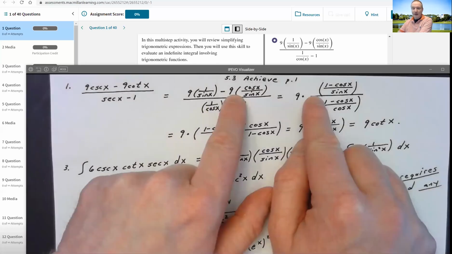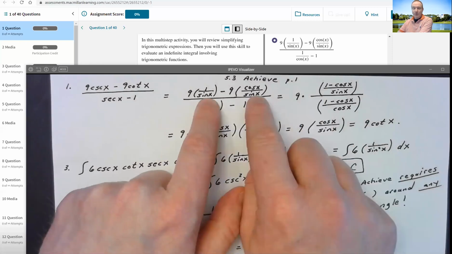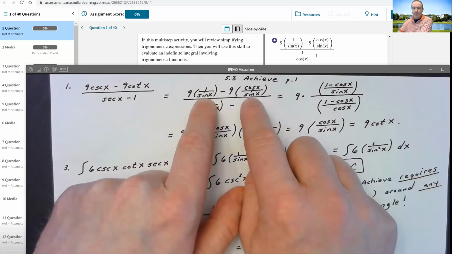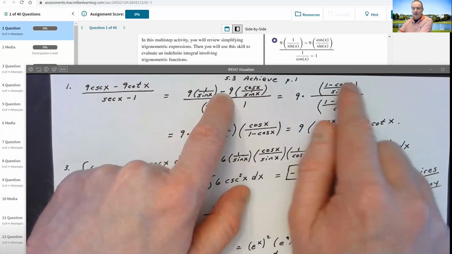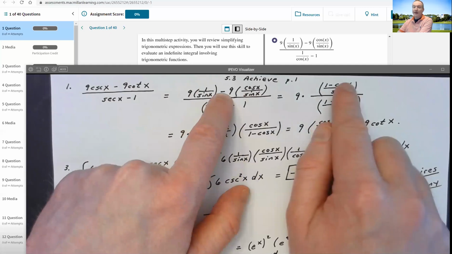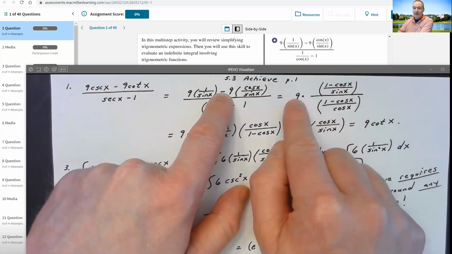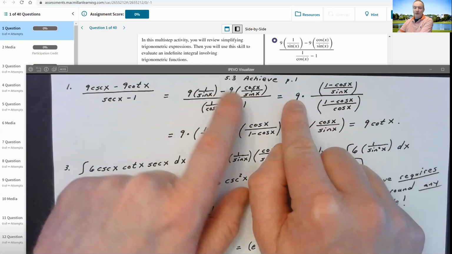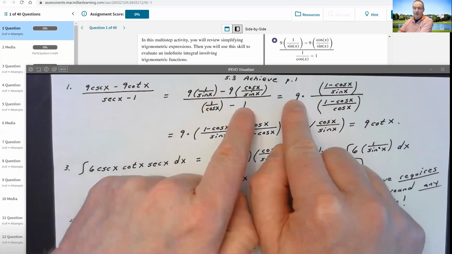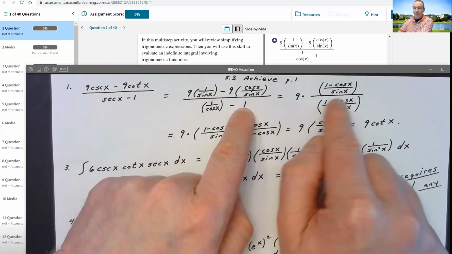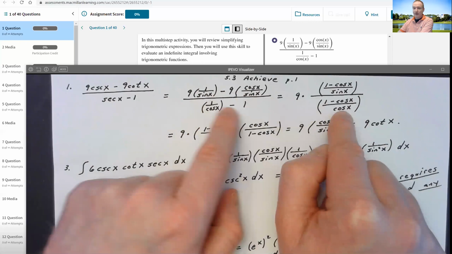I factored the 9 out. And then I said, well, then what's left over, both terms will have a denominator of sine x. The numerator of that expression is going to be 1 minus the cosine. So I have 1 minus cosine over sine after I factor the 9 out in front. My denominator, 1 over cosine minus cosine over cosine, can be rewritten in better format as 1 minus cosine over a common denominator of cosine.